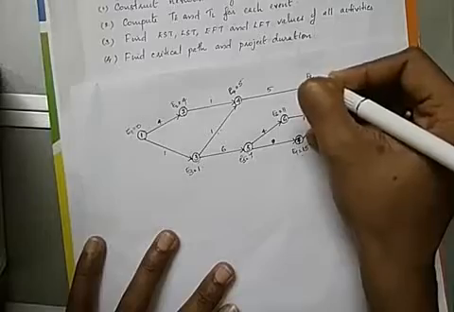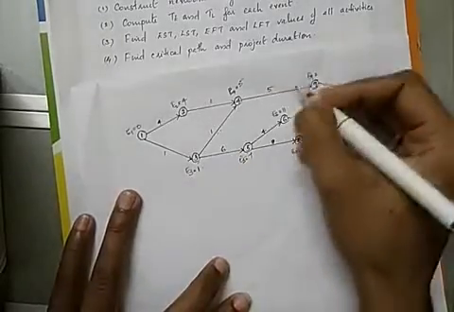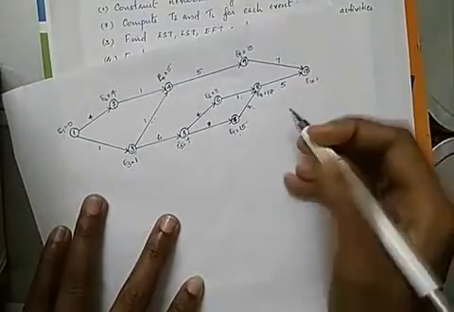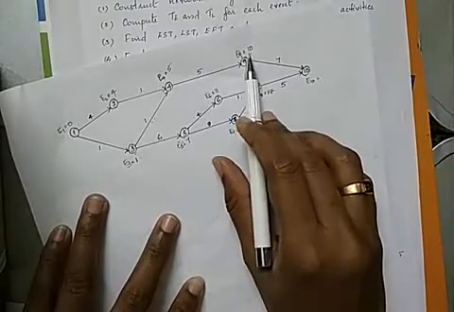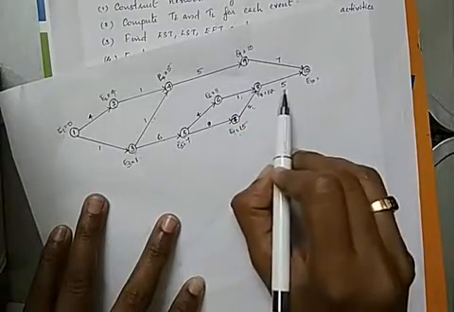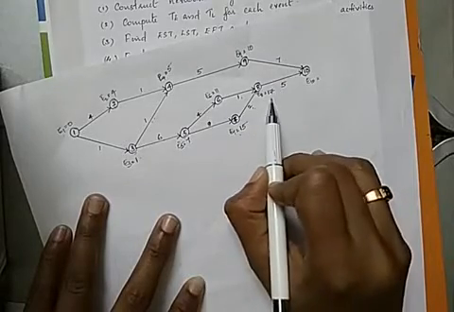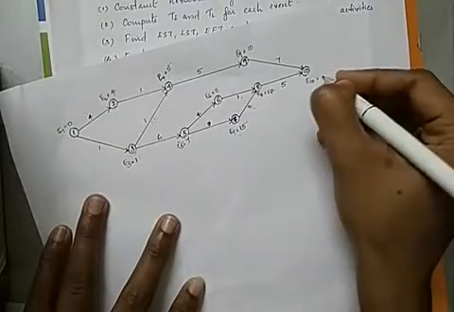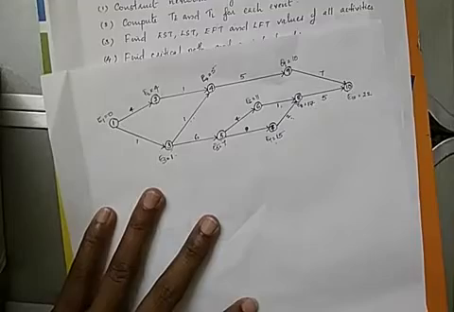Then E9 is E4 plus 5, that is 5 plus 5, 10. And last, E10 is equal to the maximum of these two values, that is the maximum of 10 plus 7 and 17 plus 5. 10 plus 7 we get 17 here, and here 17 plus 5 we get 22. So the maximum of 17 and 22 is 22. So these are the E values we get.